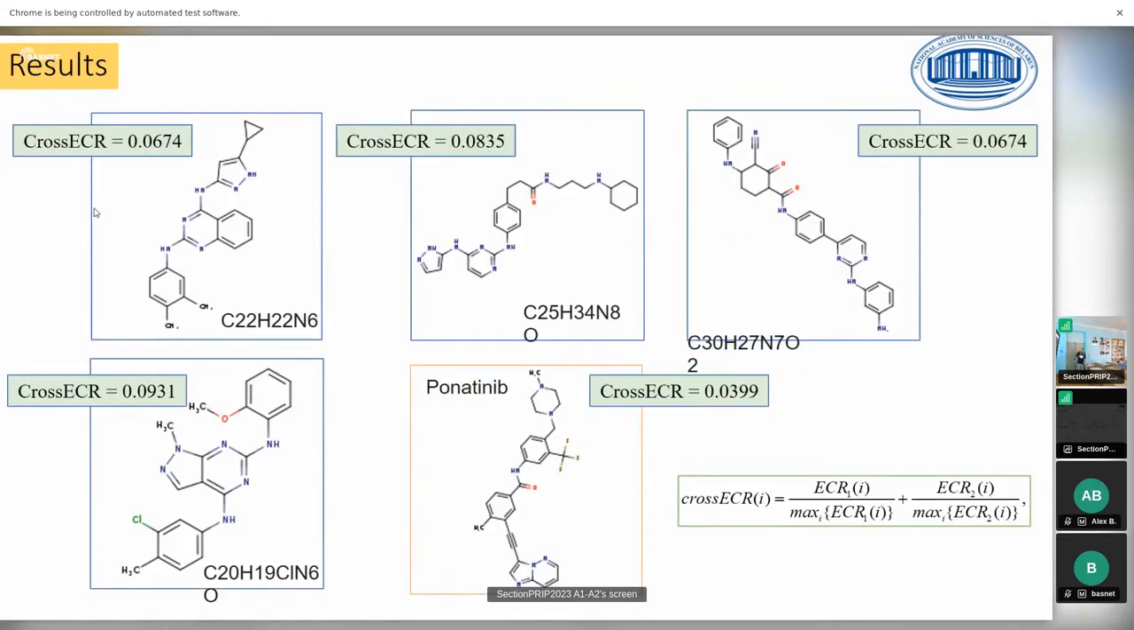So these compounds you can see on our slide in the blue frame, and you can see our control is Konstantin. Konstantin is already working as a drug against leukemia. As you can see from the information, our compounds are also not worse than Konstantin, so we can make future research with them.